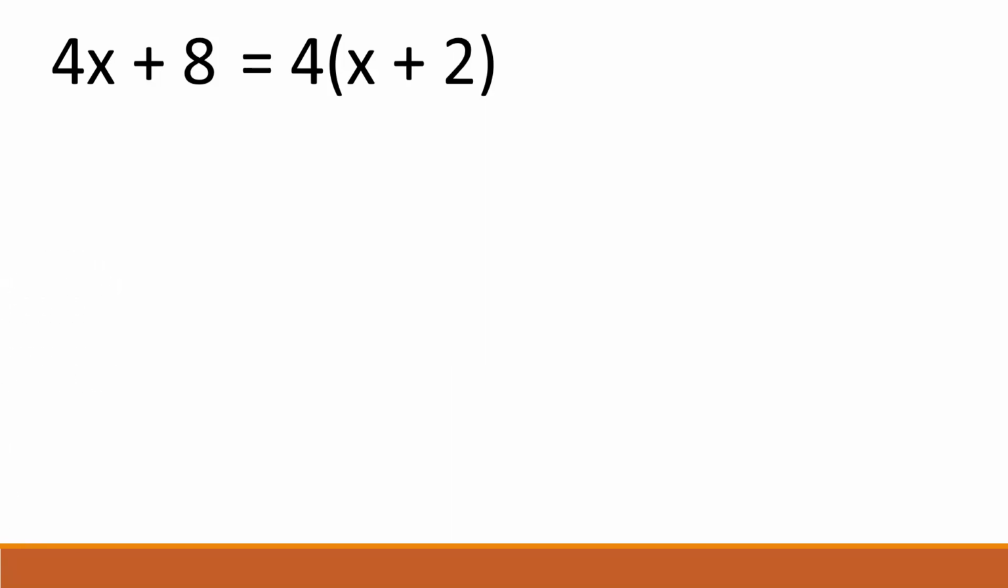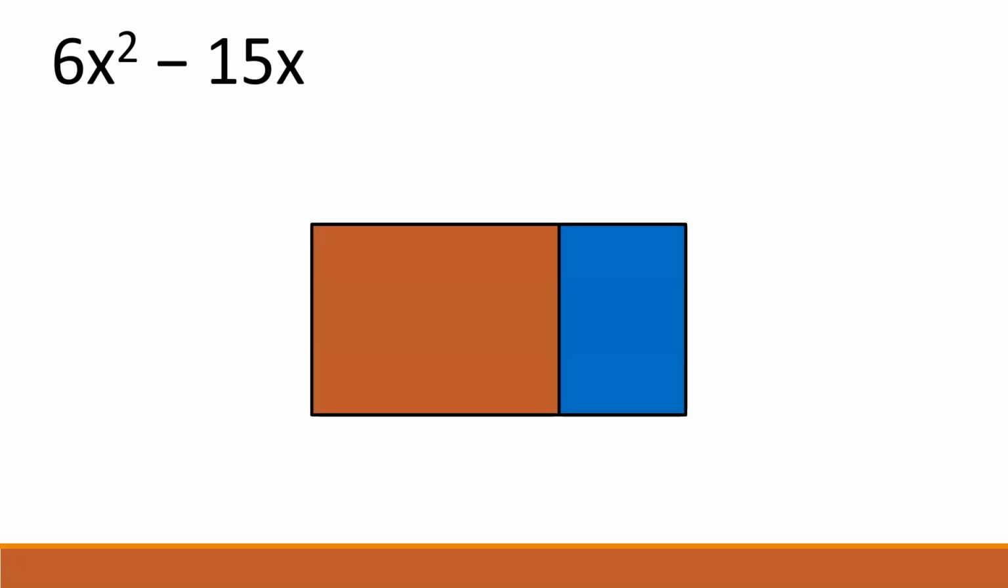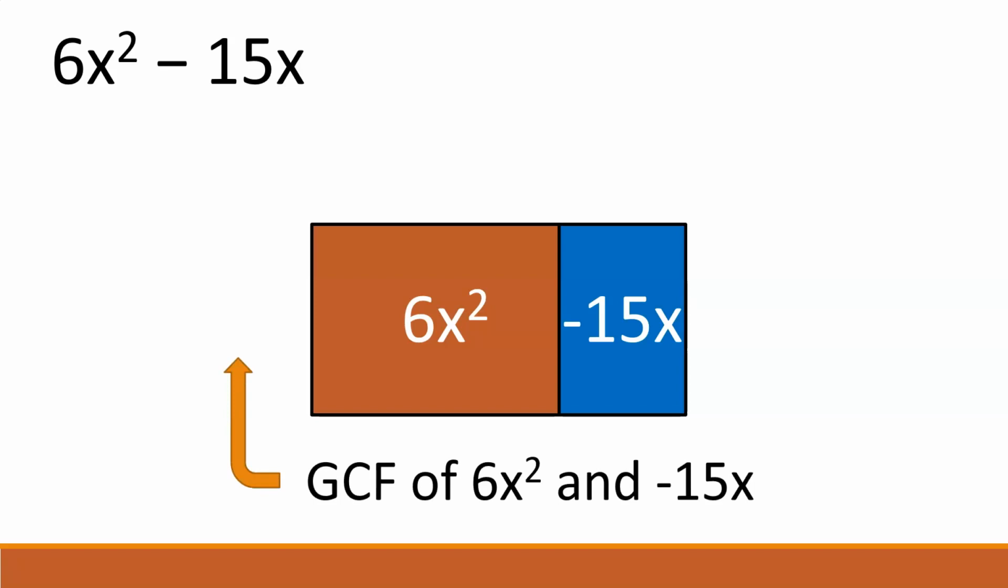And we're going to use an area model for this one as well to help us understand what's going on visually in the problem. Let's factor 6x squared minus 15x. If we use an area model, we can think of the total area as being 6x squared minus 15x, but we'll subdivide that into two smaller areas. Now we need to find the length and the width of the rectangle, and the length will be the greatest common factor of 6x squared and negative 15x.